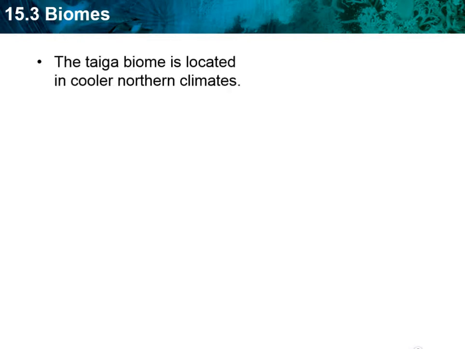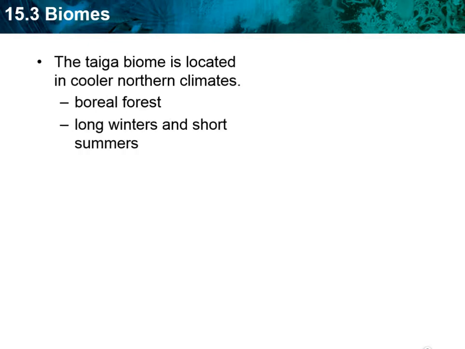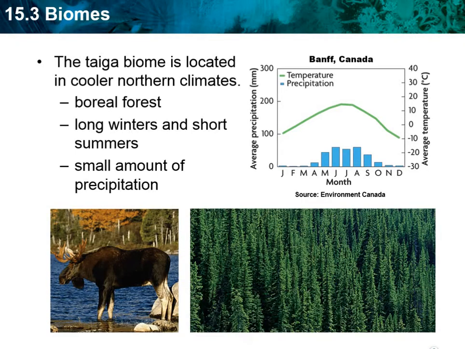So the taiga biome is located in the cooler northern climates. It's also known as the boreal forest. It has long winters and short summers, and a small amount of precipitation. So here's a city in Canada. You can see not a whole lot of precipitation, and the temperatures don't get too warm, and they are pretty cold a good portion of the year. It's also known as the coniferous forest because of the conifer trees that they have there. So that is another name for the boreal forest or the taiga.